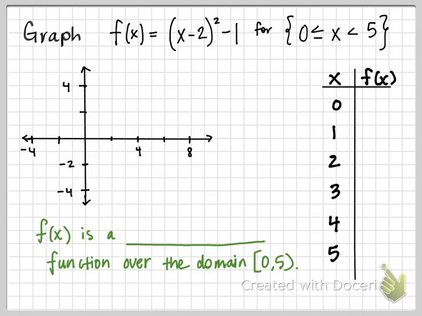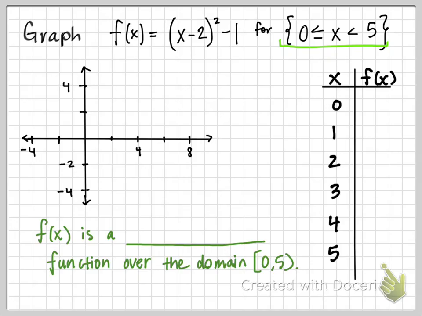So if I were to ask you to graph the function f of x, where f of x is the quantity of x minus 2 squared minus 1, for a domain, so this is indicating the domain, from 0 to 5, where 5 is not included and 0 is. What you want to do is set up a table of values like I have, and you're going to say, here's 0, 1, 2, 3, 4, 5.